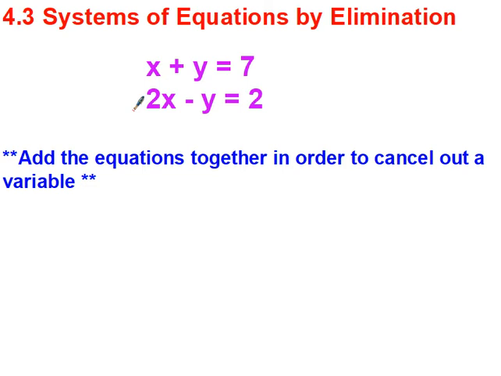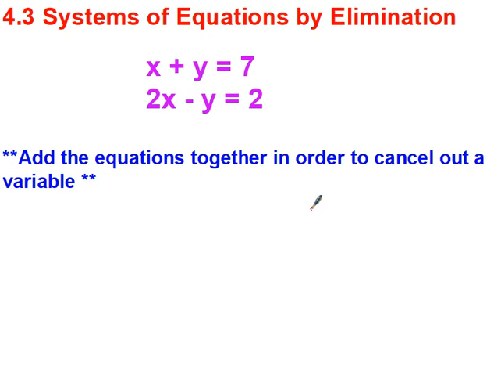Sometimes this will be easier than substitution or graphing. Sometimes it won't be. It just depends on the system that we're looking at. So, when solving a system of equations by elimination, the main idea is to add the equations together in order to cancel out a variable.